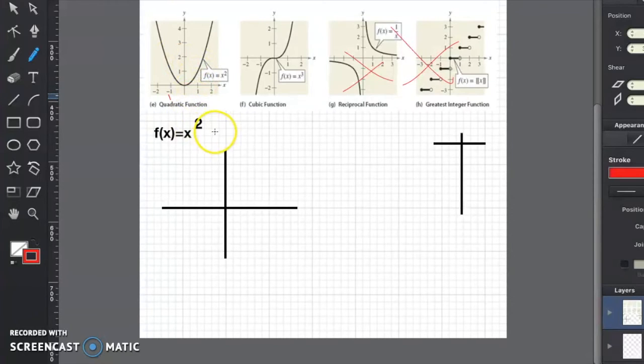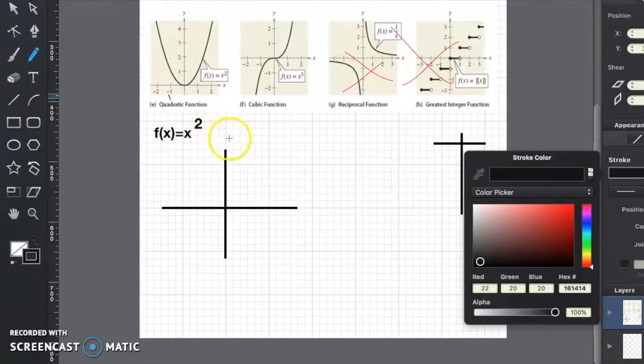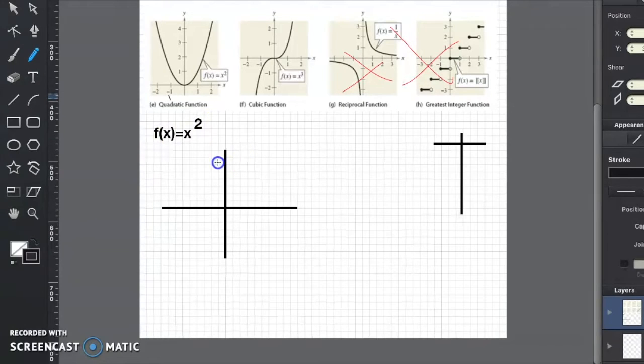Let's see here. So I've drawn a little bit of axes right here. Make sure that when we're drawing these axes that we have a pencil for one, and our pencil is working. There we go. And these are actual axes here, and that we are making sure that we label our axes.